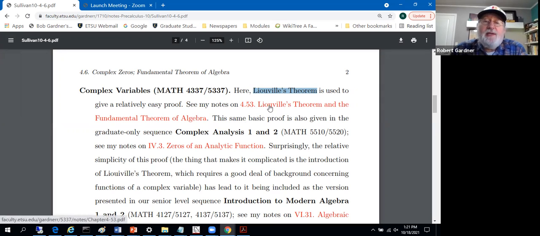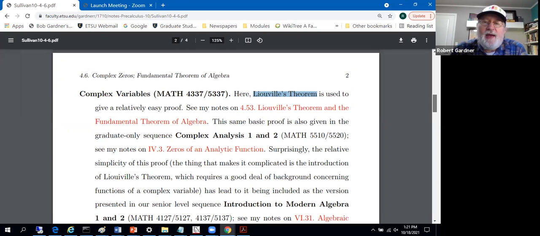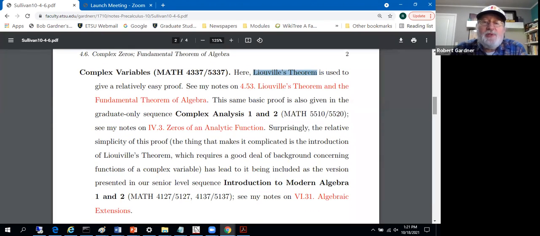But follow the link, and that will take you to some notes for this complex variables class and give a proof of the fundamental theorem of algebra. In the graduate level complex analysis class, basically the same proof of the fundamental theorem of algebra is presented there based on Liouville's theorem. Now, here's something weird. In our senior graduate level introduction to modern algebra class, the proof they give of the fundamental theorem of algebra is in a section on algebraic extensions. There's a link in the notes to that as well. The proof presented in there also is based on Liouville's theorem.